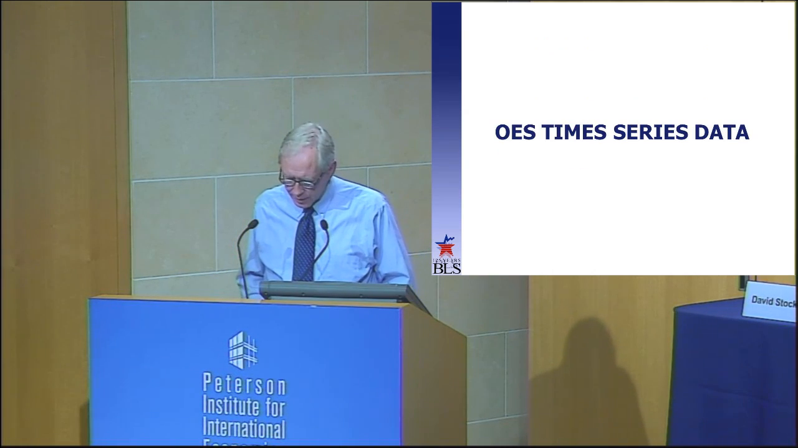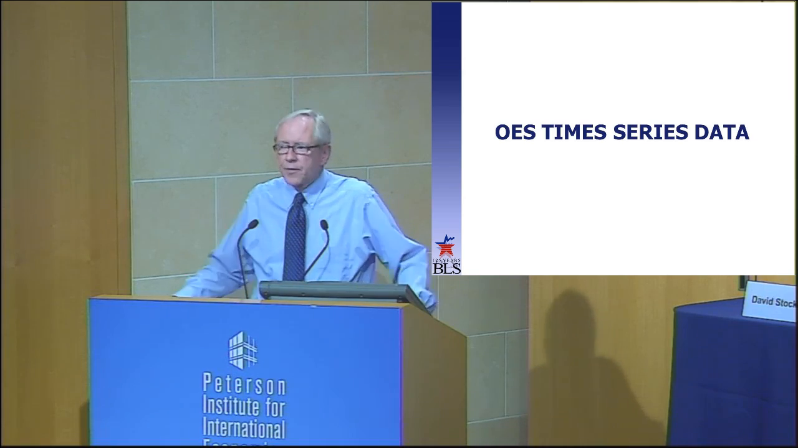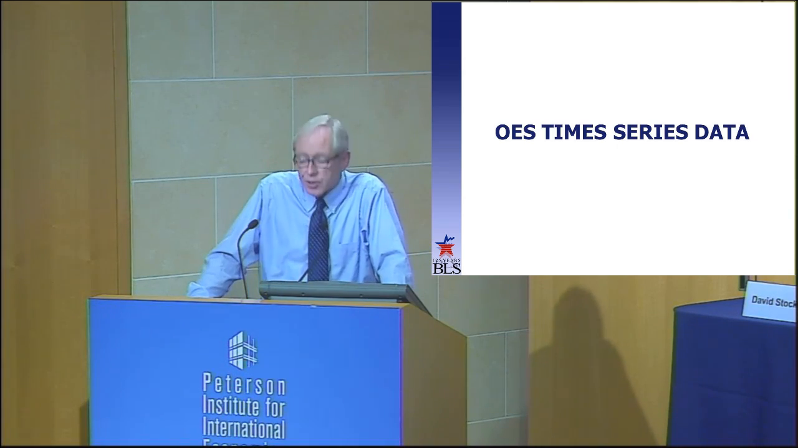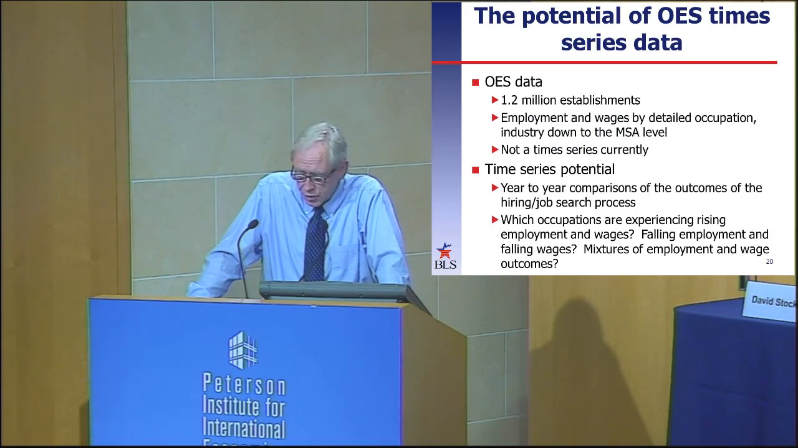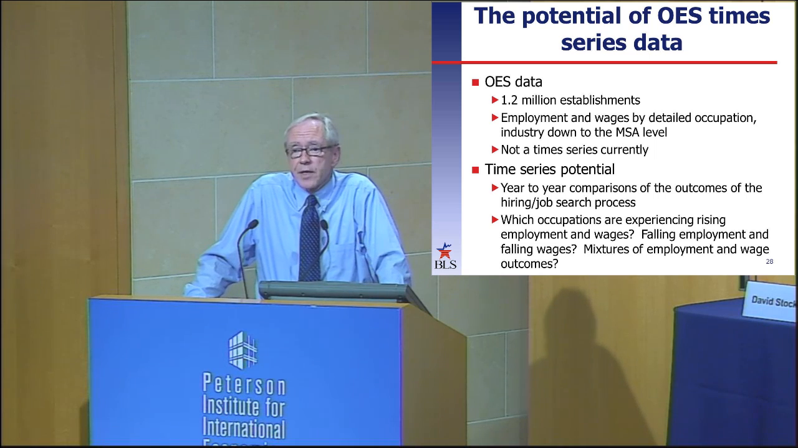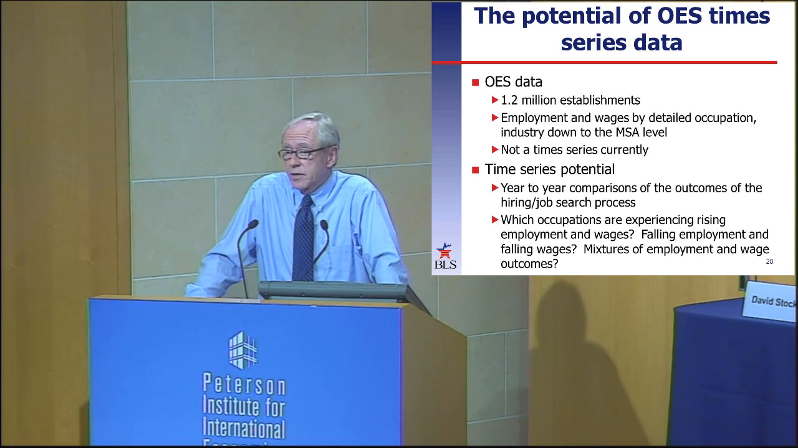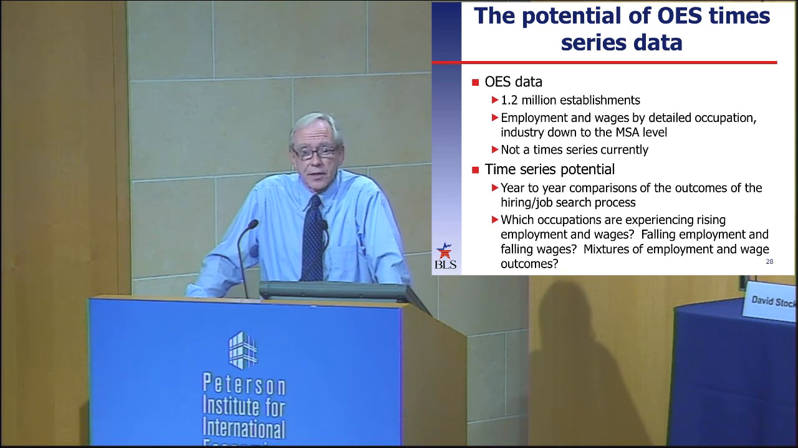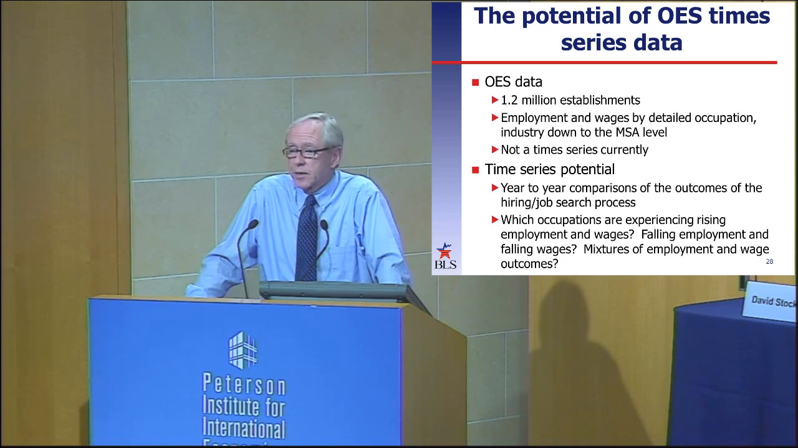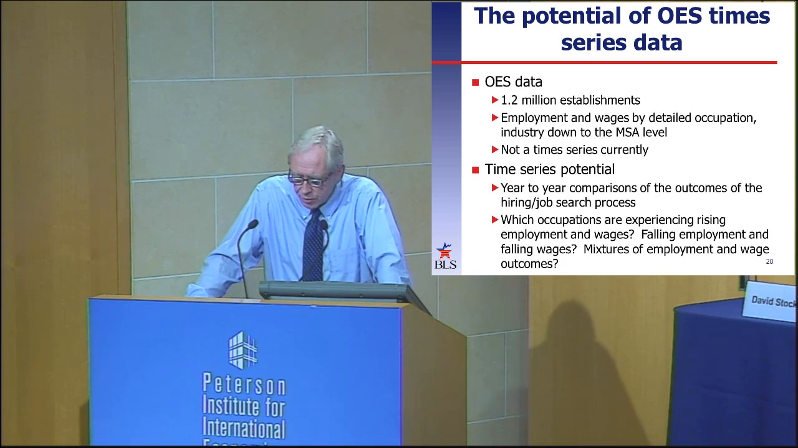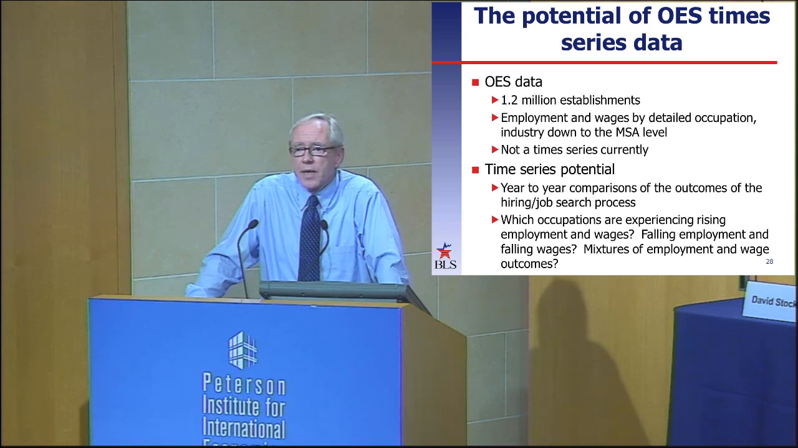Second, I want to talk about OES time series. If you're not familiar with OES data, it's huge. We have 1.2 million establishments, which is a representative sample over a 3-year basis. So it's not a representative sample on a yearly basis. That's the problem. It gives you employment and wages over 720 occupations for national, state, all the way down to the MSA level with a lot of detail, and also by detailed 6-digit NAICS category. So it's got a lot of detail.